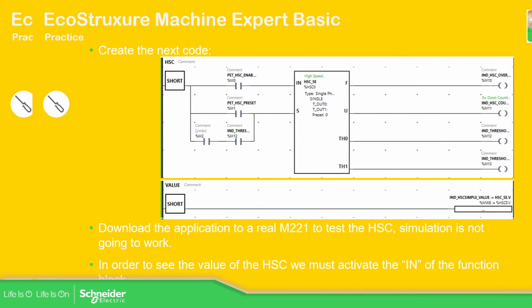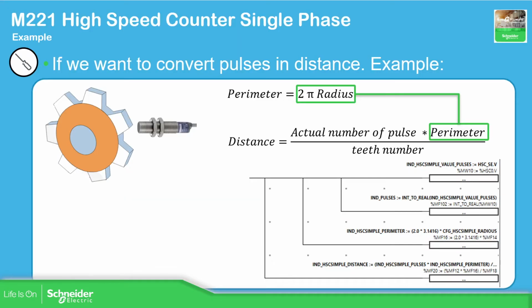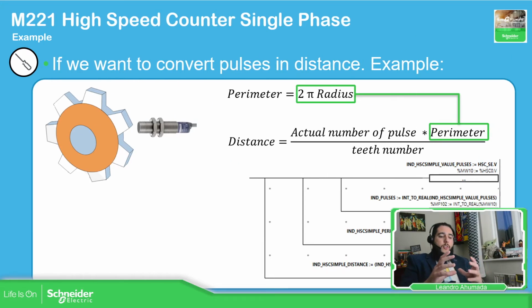Let's change the view over here. There. Good. So imagine now that you don't want to see the pulses because probably it doesn't mean anything, and you want to see, for example, you have the gear and you want to calculate how much the object has been moving. So there is a small calculation, just a rough idea of how you can do it.